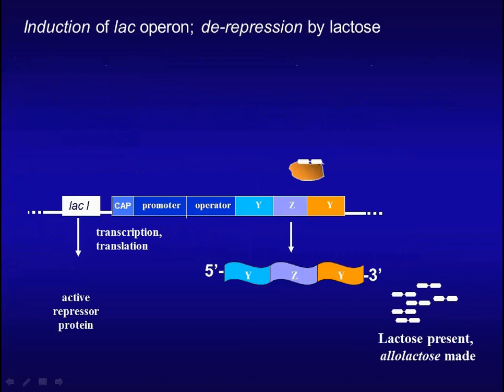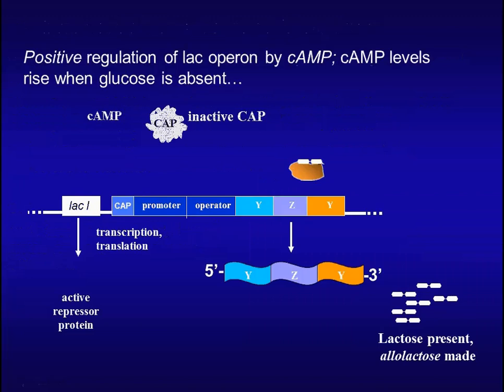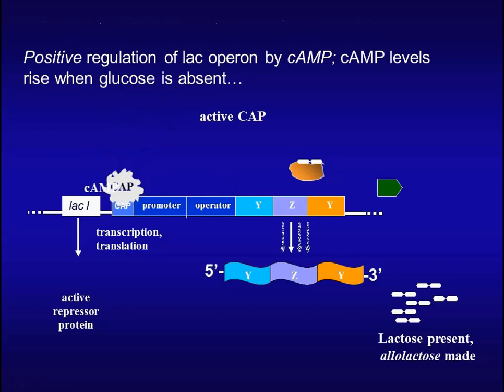When glucose is absent, the cyclic AMP level rises. Cyclic AMP binds and activates CAP protein. CAP protein then binds the CAP site and promotes RNA polymerase to initiate transcription. Now, a high level of lac gene expression is achieved.